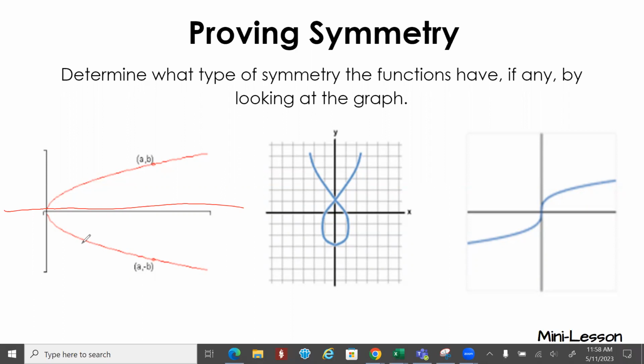Again, so this one is symmetrical, but how is it symmetrical? Okay, why is it odd?